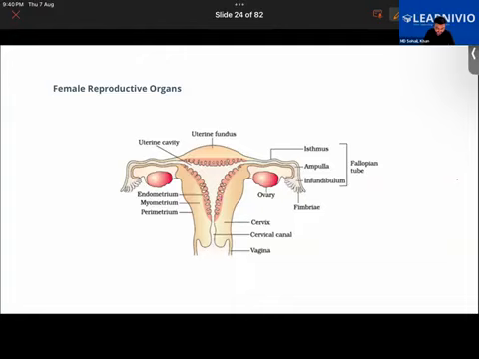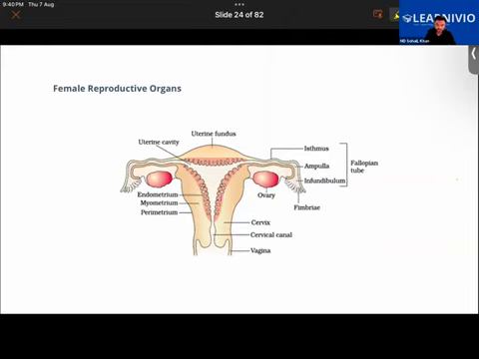Okay, so now we are going to start with the female reproductive organ. Now we are done with male reproductive organ. First of all, take a look at the important parts of the female reproductive organ. So the ones which are important, we are going to be learning about in detail.